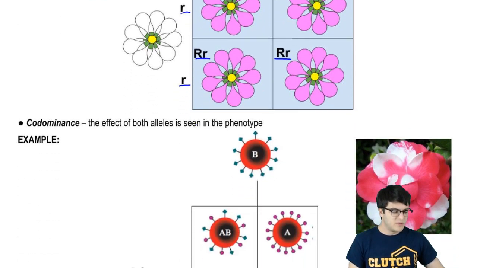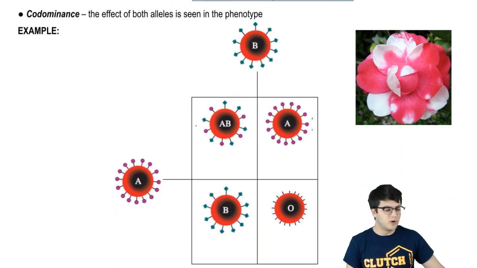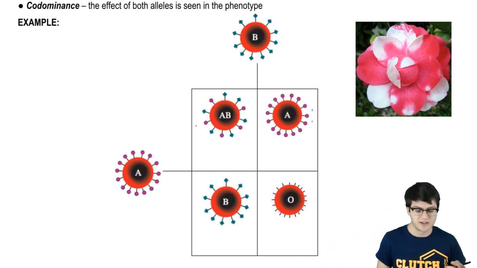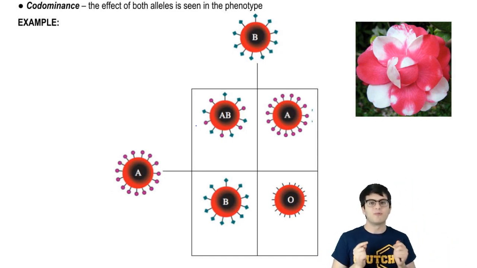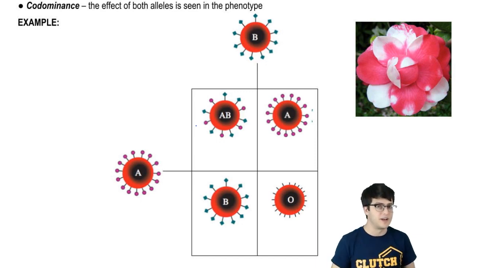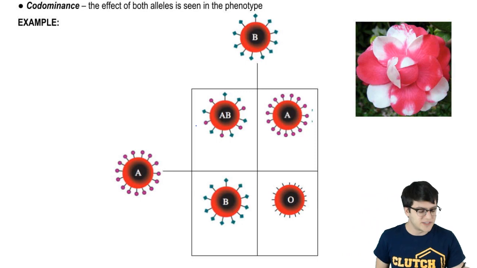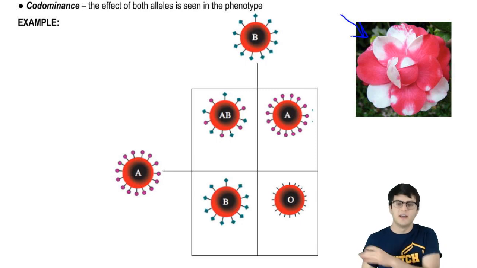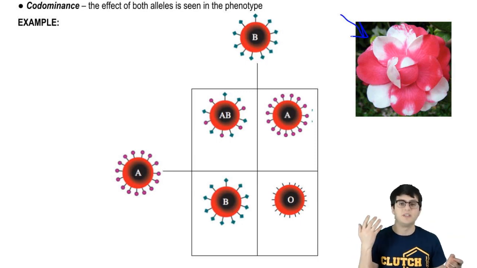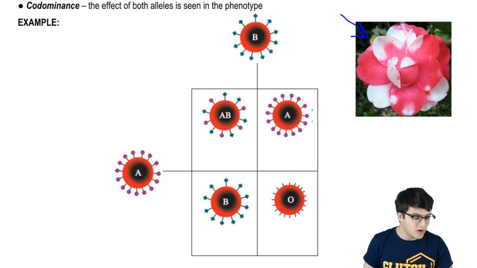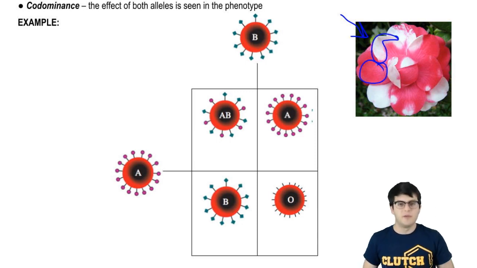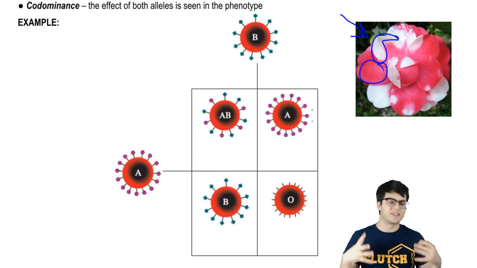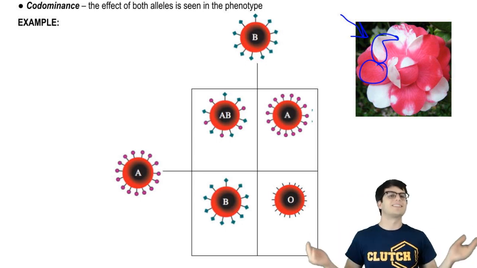However, we also see something called codominance, and this is a little different. Now, thinking about that flower example we just talked about, if those red and white alleles had shown codominance instead of incomplete dominance, our heterozygous organism would look like this. Rather than showing a pink color, a blend between the white and the red, it would show both white and red, but separate from each other. So in codominance, the effect of both alleles is seen in the phenotype, but is distinct.